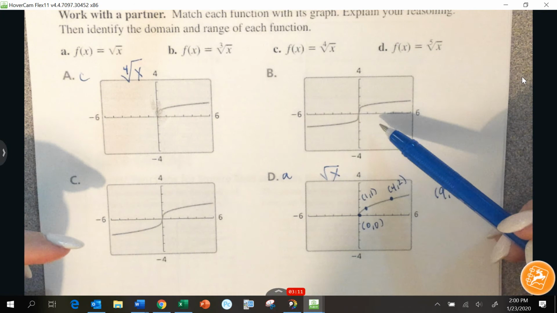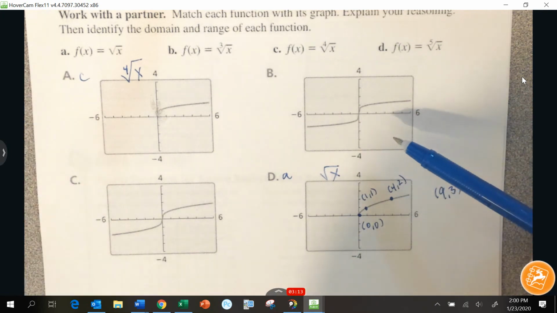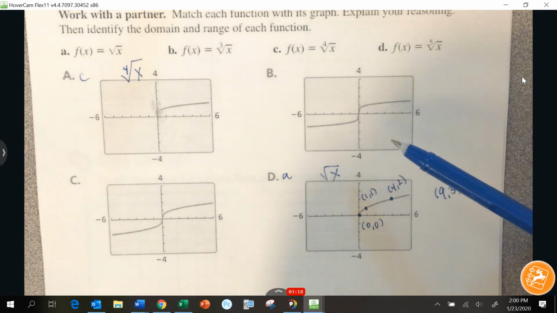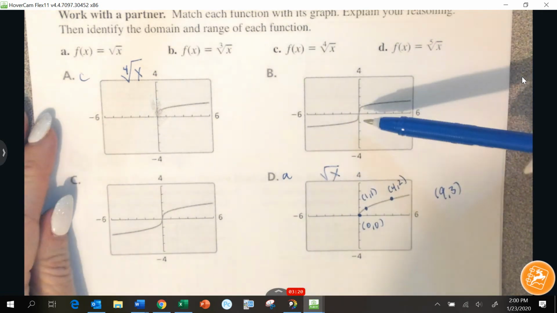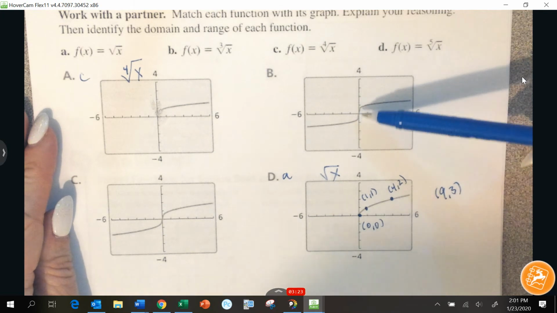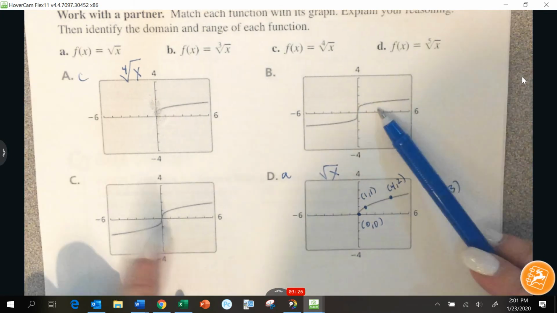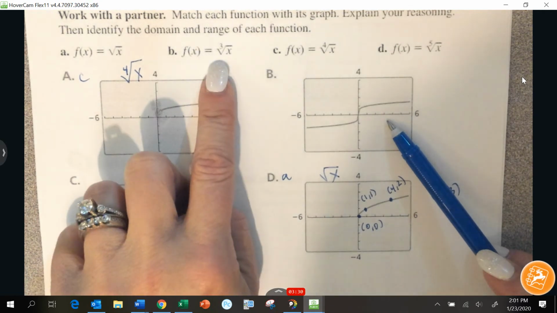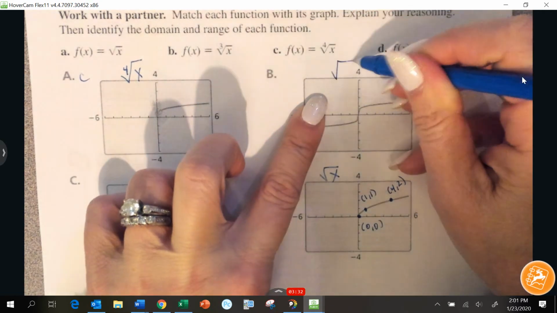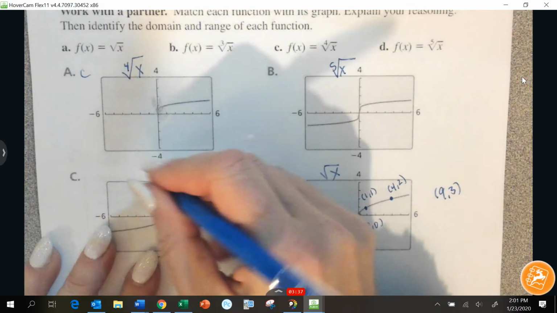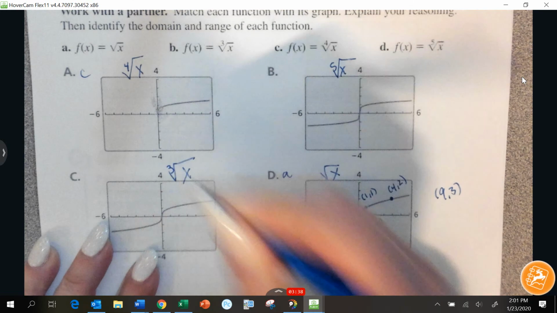The way you can tell these apart, and it's really hard, they look very close to being the same, is the higher root is going to have more of a straight section here at the 0, 0. So the higher root out of these two is the graph for B. So cube root, 5th root, this one's got to be the 5th root. And then this will be the 3rd root.